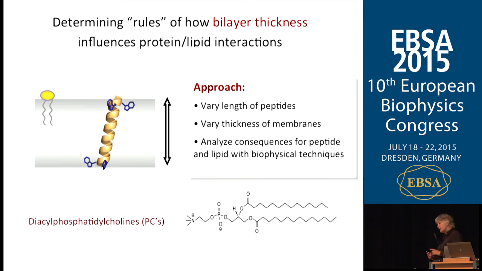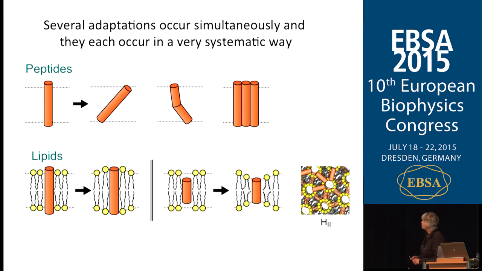There's not enough time to show you exactly all the data, what we found and how we did it. So what I will do is show you the outcome, and then I will zoom in specifically on what happened to the lipids. So first, the outcome. We found that several adaptations occurred at the same time. It was not one of them, but several.